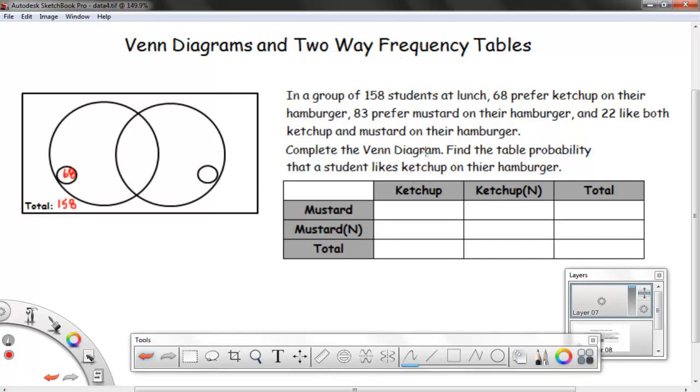Now I've got another one over here. It says 83 prefer mustard on their hamburgers, so that will be a row total. So right there will be 83.